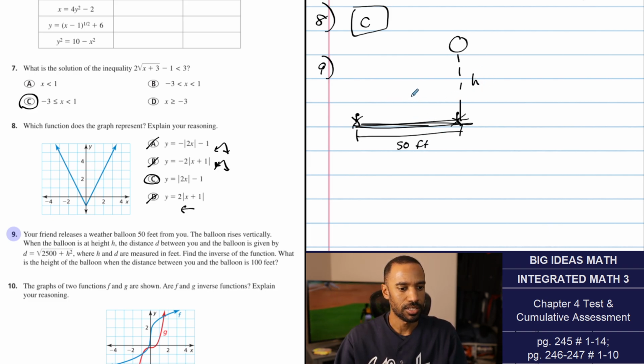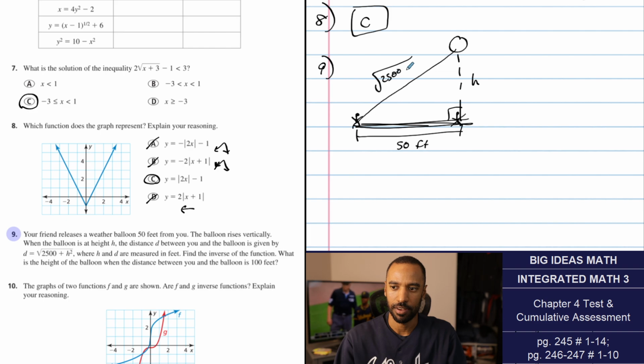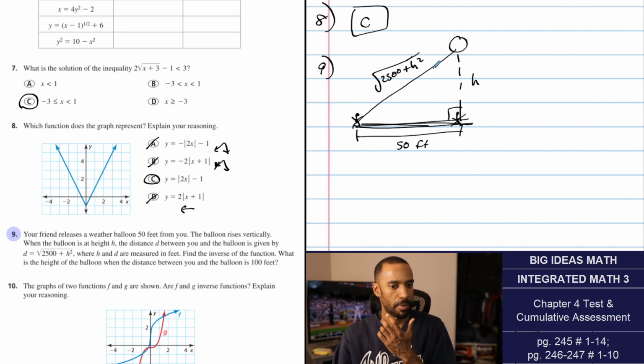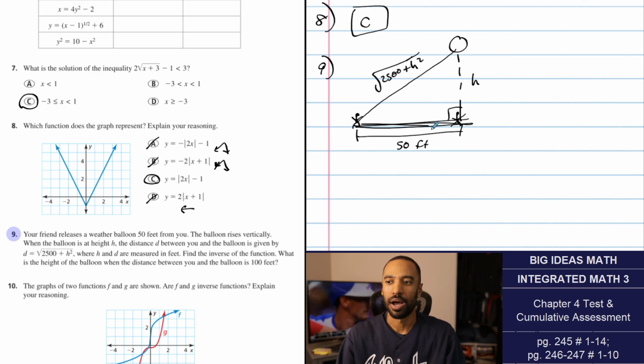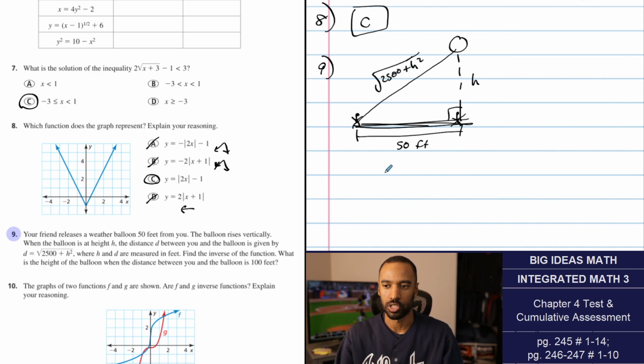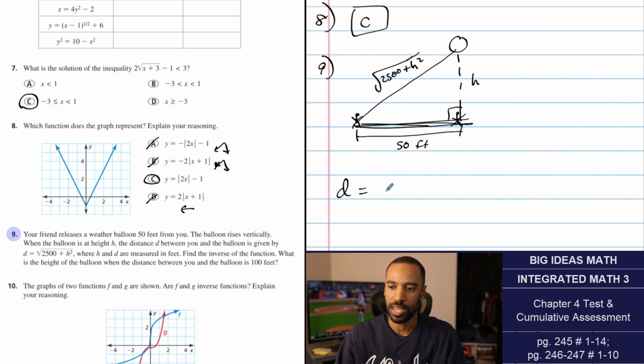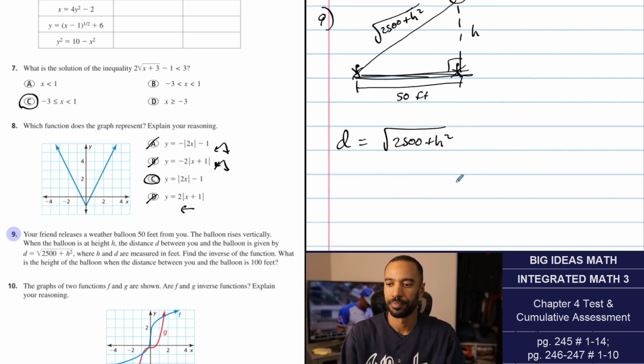The distance is given by the square root of 2500 plus h squared. I agree, because of the Pythagorean theorem, right triangle. h and d are measured in feet. Find the inverse of the function. What is the height of the balloon when the distance between... Okay, I guess I didn't need to draw anything, but doing the drawing would have gotten me that portion by the Pythagorean theorem. So d equals the square root of 2500 plus h squared.